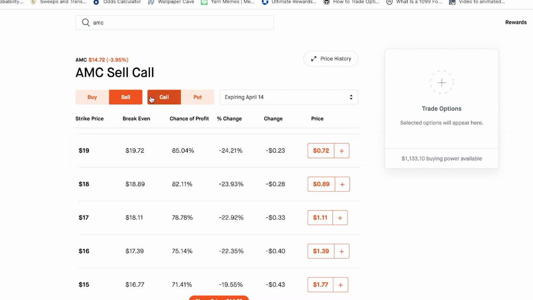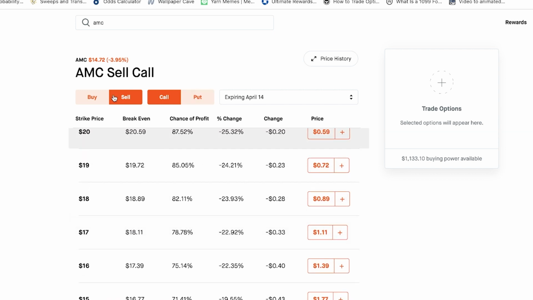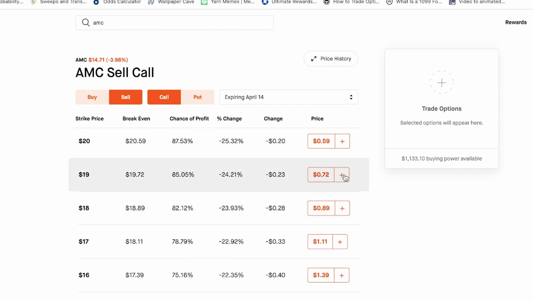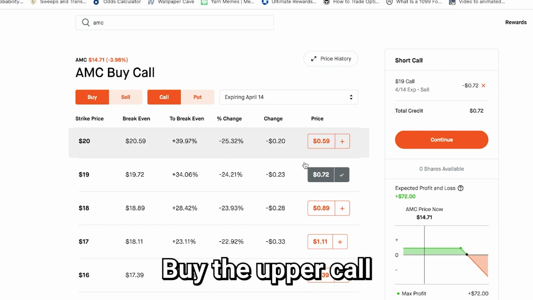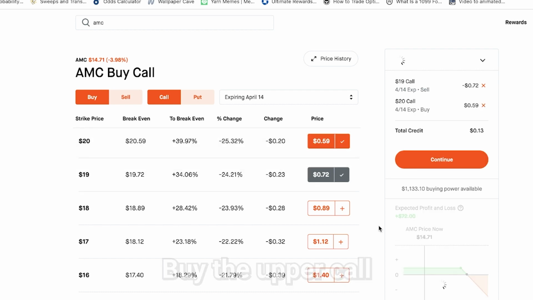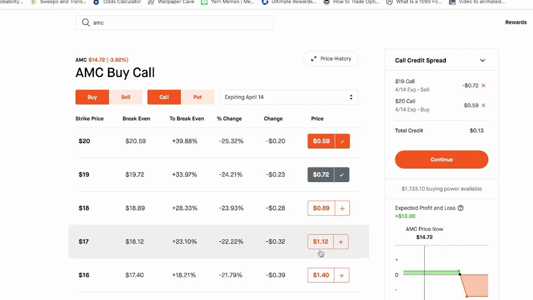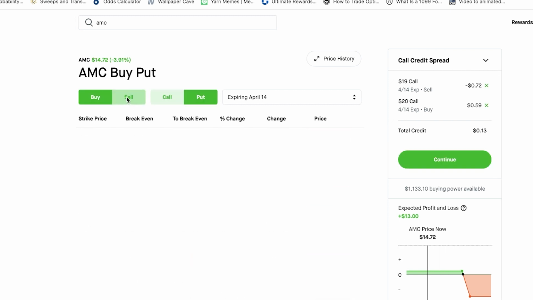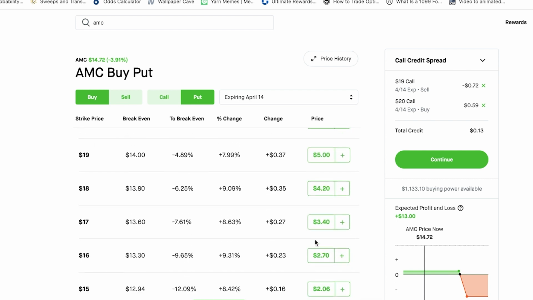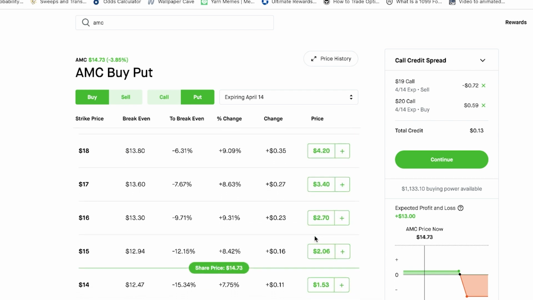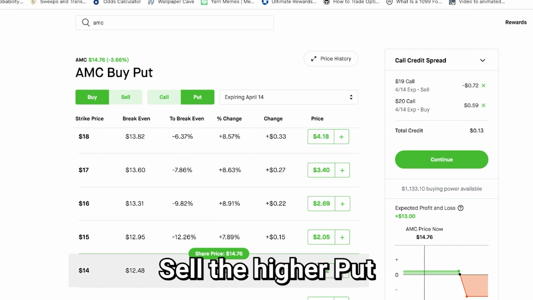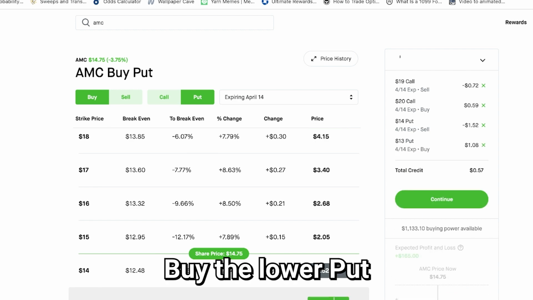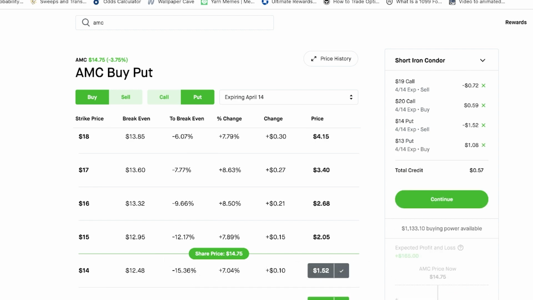So if we are setting this between $14 and $19 for AMC, what you would do here is sell the lower call. So in this case, let's sell the 19. You'd buy the 20. So you're creating that upper range here, right? And then we're going to go to the 14 area and go to the put side. Same expiration. Go down to 14. What you're going to be doing is selling the higher put. Change this to sell 14, buy 13. Okay? Check this out now.